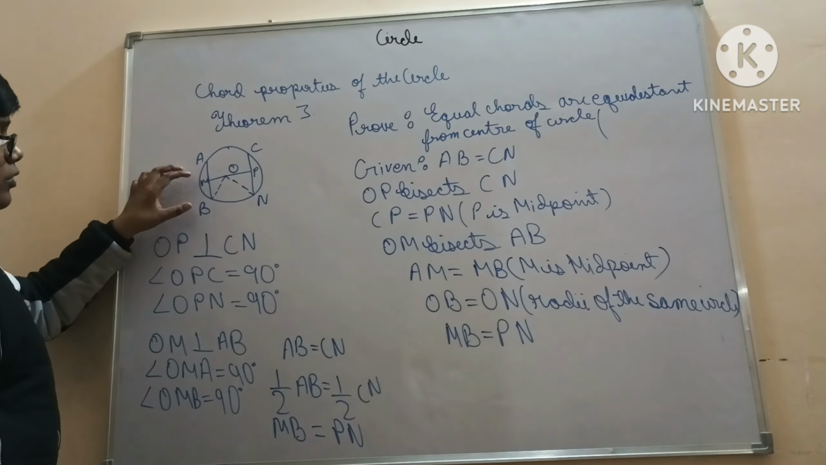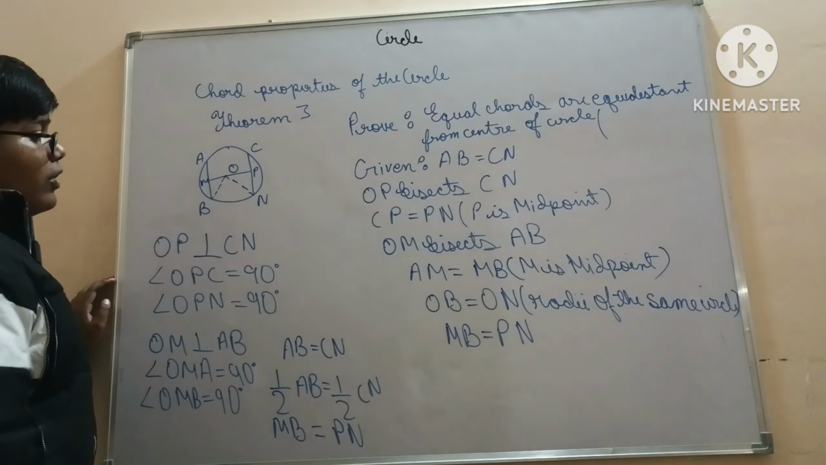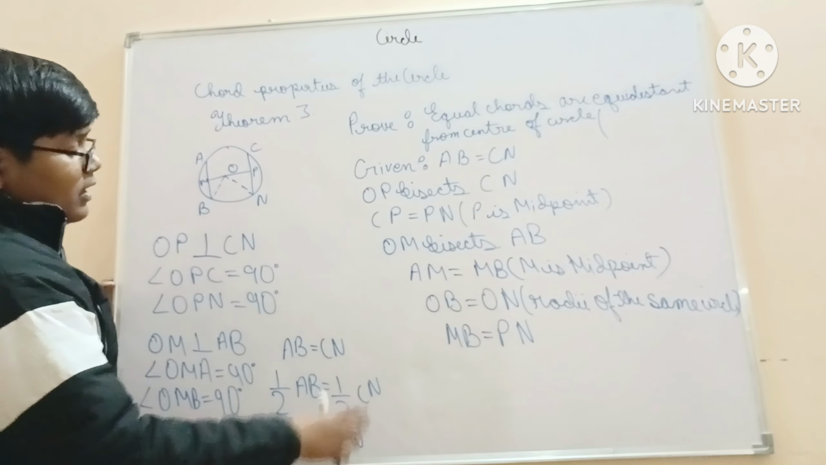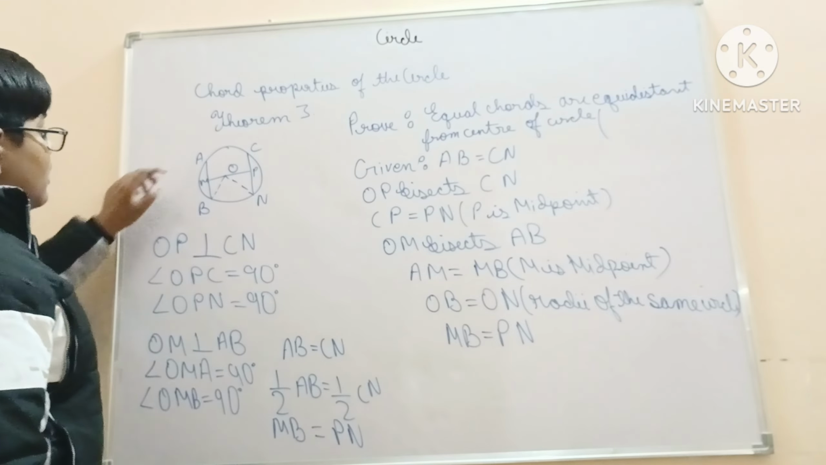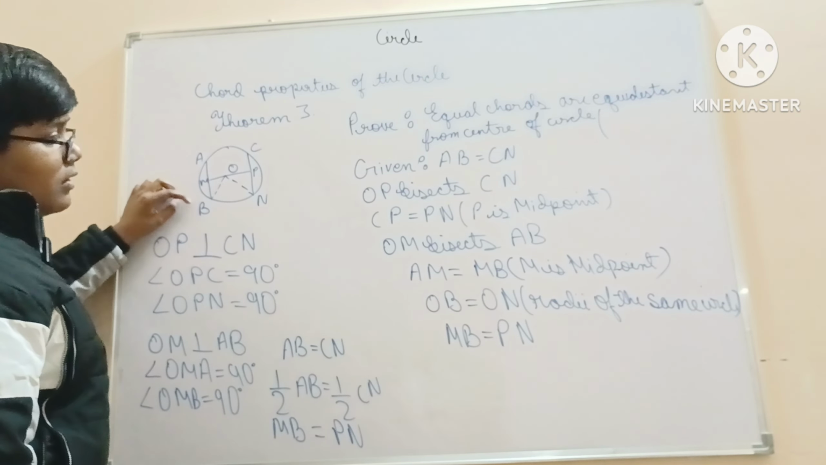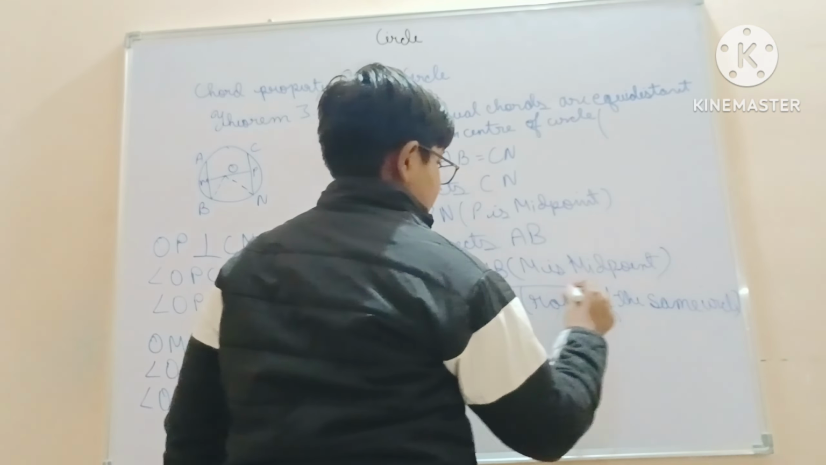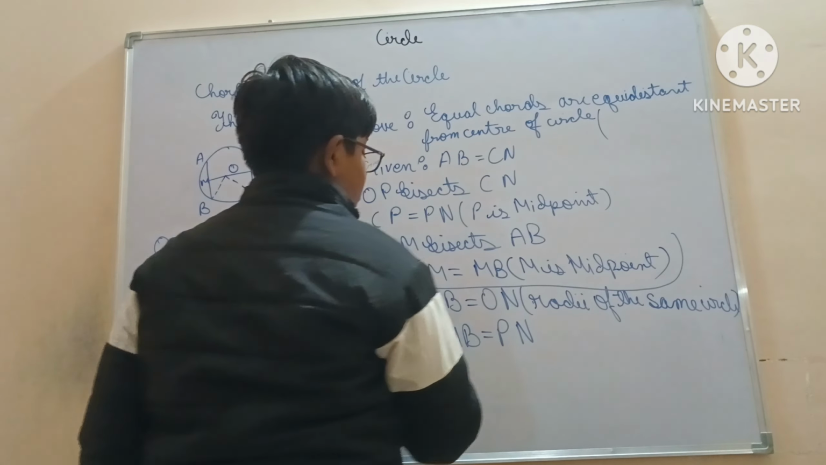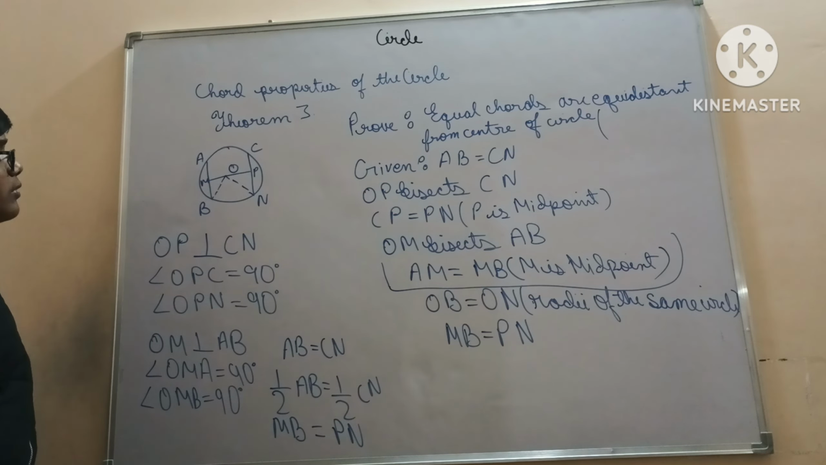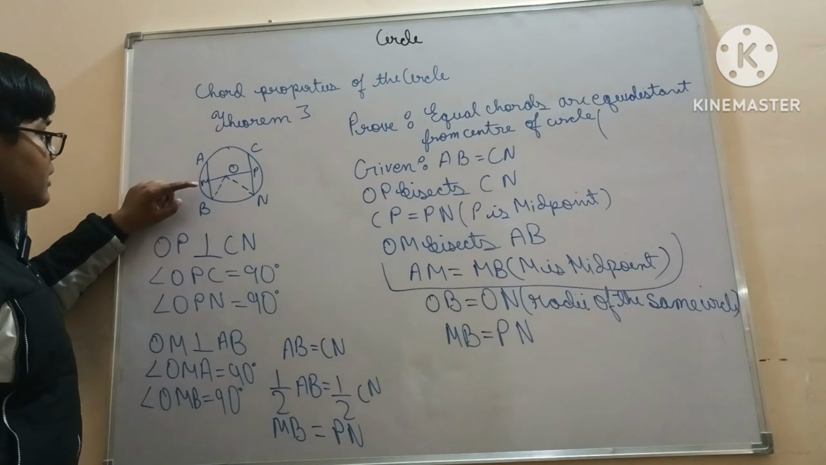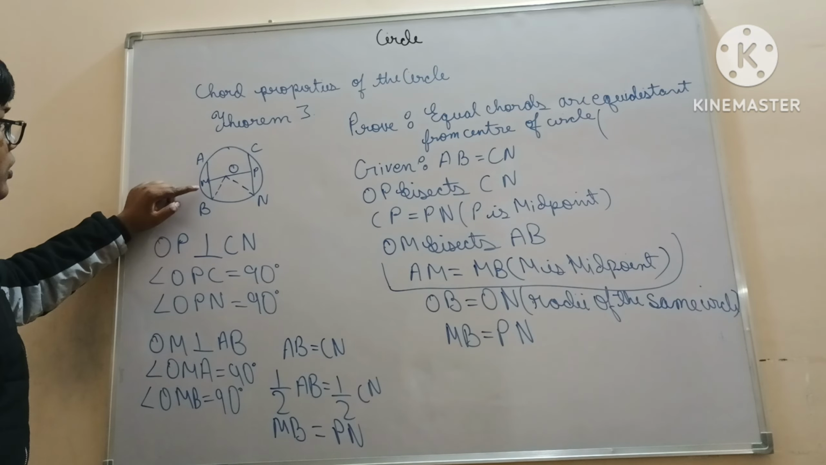Now we have proven two lines that are congruent, that OB is equals to ON and MB is equals to PN. And AM is equals to MB. This is a separate point. We are proving the congruency of the triangles. So now the other line is that we can also prove congruency.